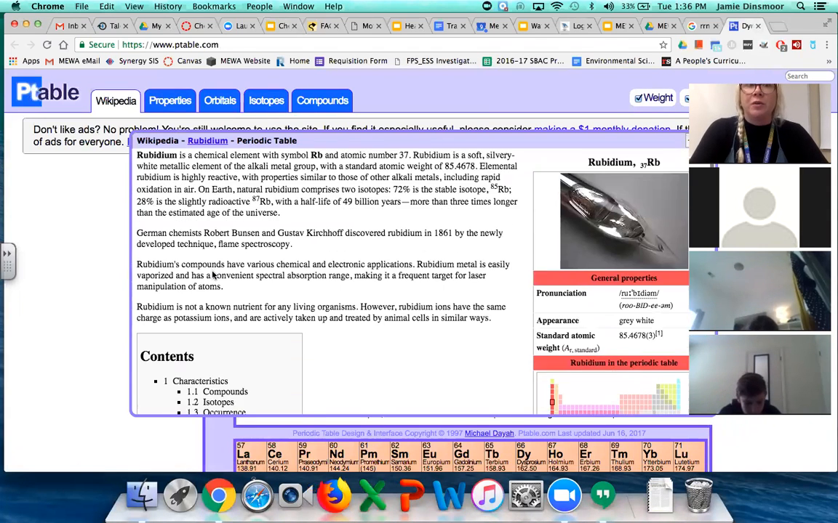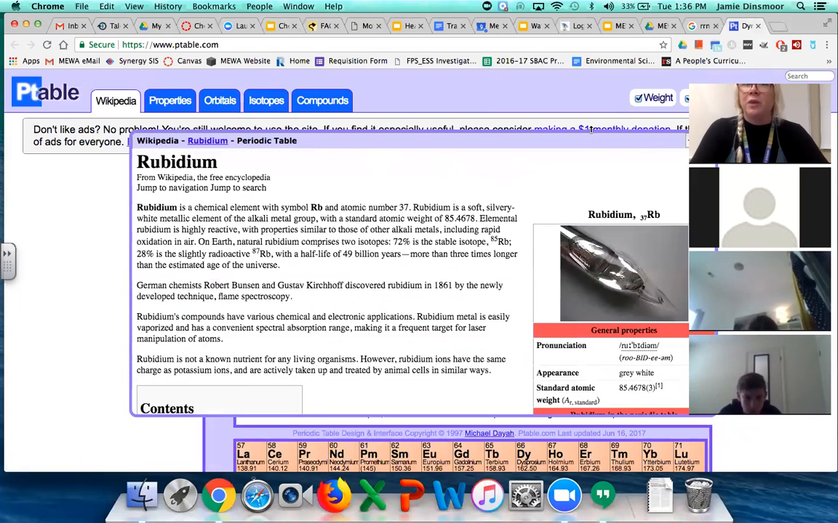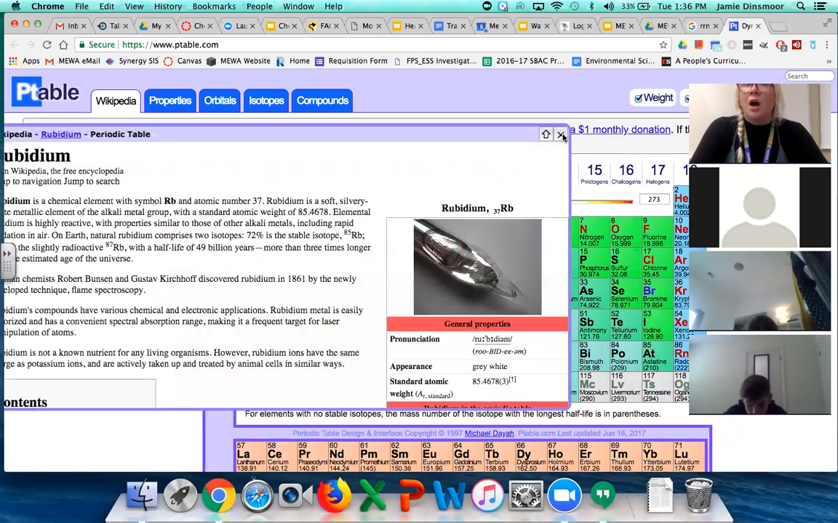Oh, I didn't even know this thing would pull up all this detailed information. It links you right to the Wikipedia. Very cool. We don't need all that information.